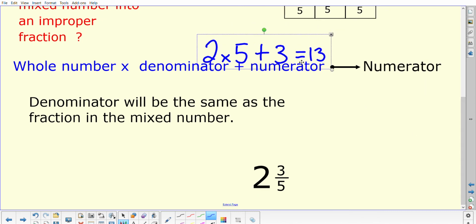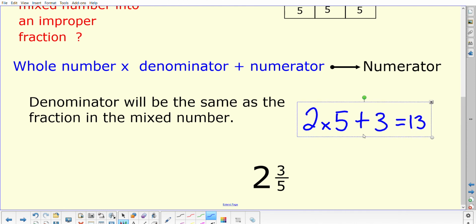So this process here, 2 times 5, add on the 3, making 13, is what gives you the top number of your fraction. Your bottom number will still be the same. So you've got 2 and 3 fifths is 13 fifths.